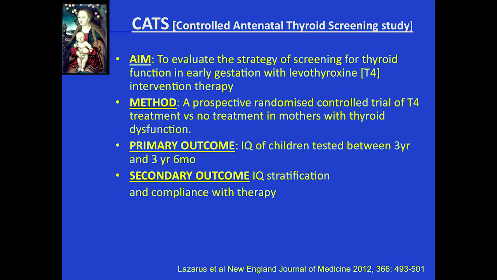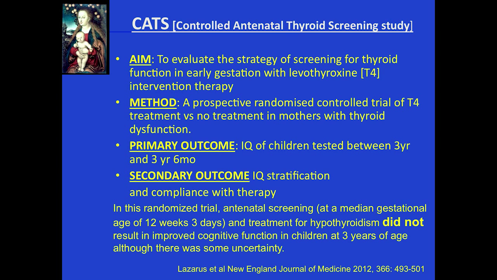So in the year 2000-2001, we undertook a randomized controlled trial to see whether the strategy of screening for thyroid dysfunction and treating women with either subclinical hypothyroidism or hypothyroxinemia would be effective in altering the development of the child when assessed at about 3.5 years. So we did a prospective randomized trial. We recruited about 22,000 singleton pregnant women, and we tested the primary outcome, which was the IQ between 3 and 3.5 years old in the children. And we looked at stratification and compliance with therapy.